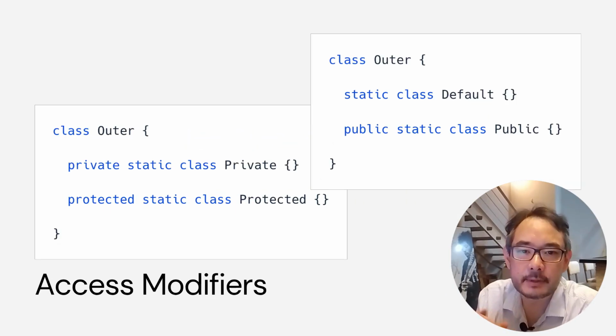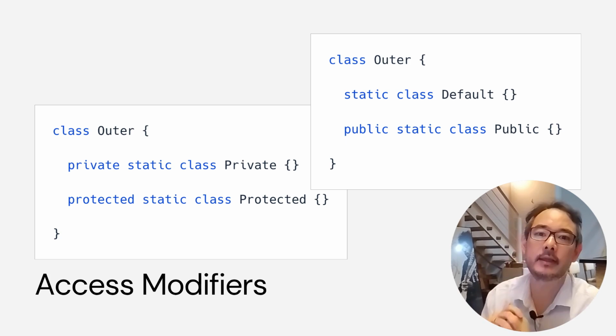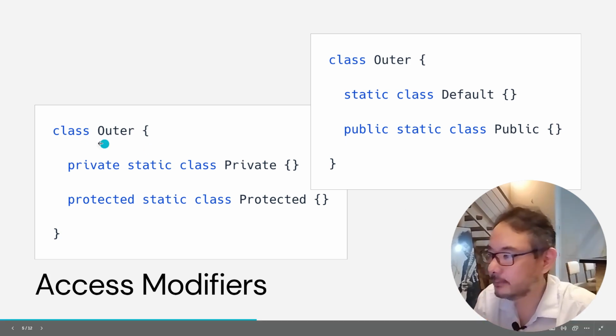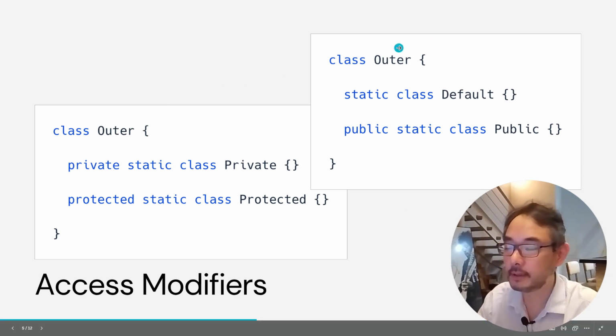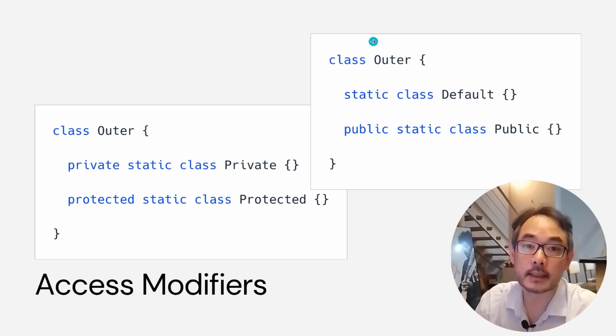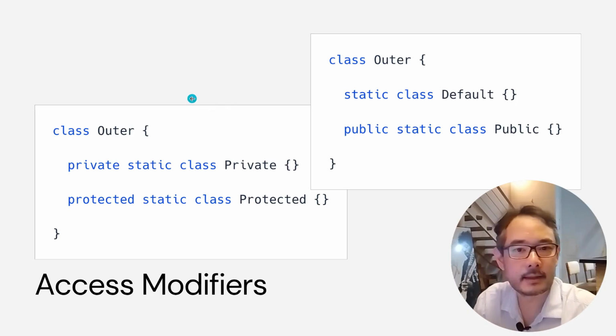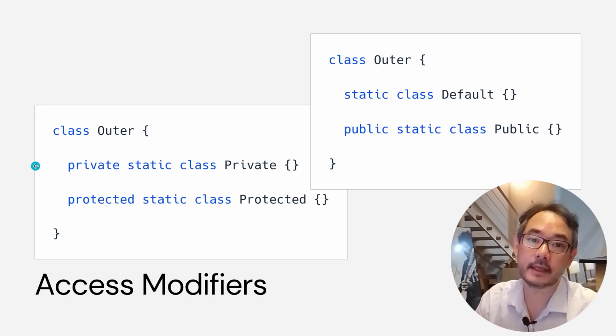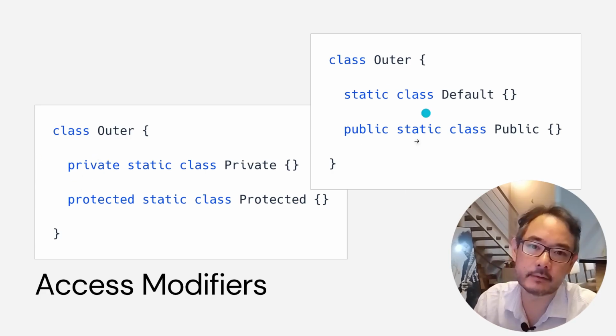The second one is specifying different access levels to the nested class. A top-level class can only be either public or package private. A nested class, on the other hand, does not have this limitation. It can have any of the four access levels.